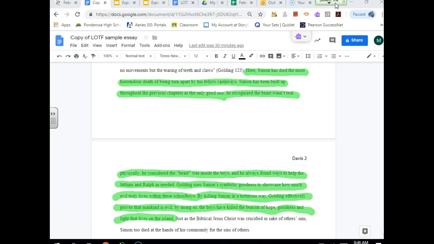There's only one quote here. No, there were two. Do we need two, or should we just have one? It depends on how strong your evidence is. So, like, my first quote was that the beast was harmless and horrendous, right? That's probably not enough to explain the symbolism. But the next quote does a really good job of explaining his death and why it was so evil.